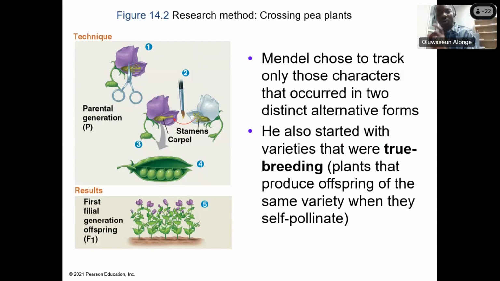So when you say plants are true breeding, it means that, like you see here, they will produce offspring of the same variety when you self-pollinate them. If you look at this, this is true breeding. This plant, if it pollinates itself, is going to produce the same version of itself. Purple pollinating purple will give rise to purple. What that means is they are going to give rise to the same phenotype. Usually they will not be different, they will be the same. I'll talk more about that as we go.